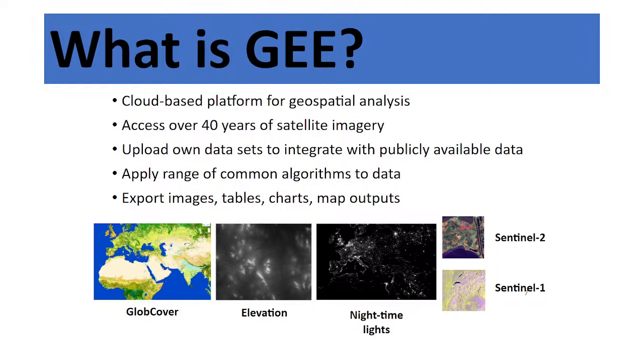So this is the Google Earth Engine platform. It is a totally cloud-based platform. And in this platform, you don't have to download any types of satellite imagery because we can easily access all of the satellite imagery in the Google Earth Engine data catalog. And we can easily upload our own data set. We can easily apply different types of algorithms. And finally, we can easily export the image, table, chart, or map output from the Google Earth Engine. So it's the Google Earth Engine platform.